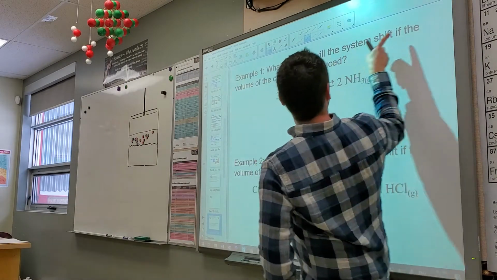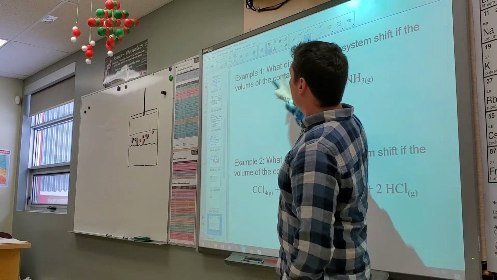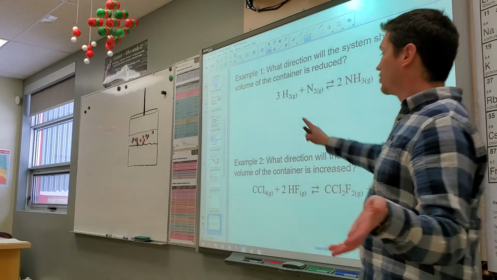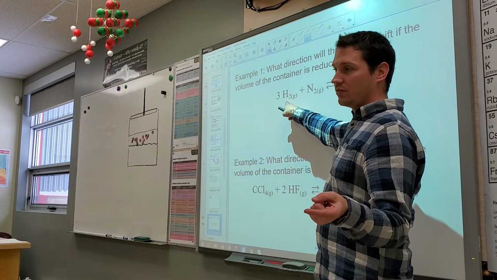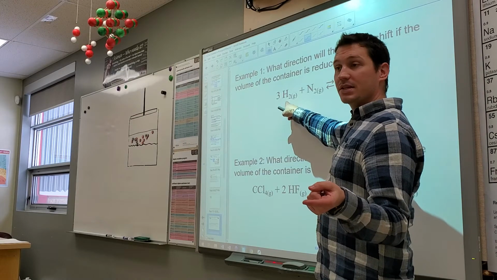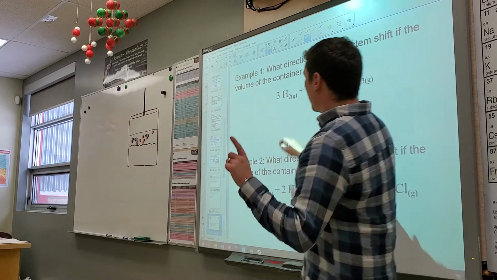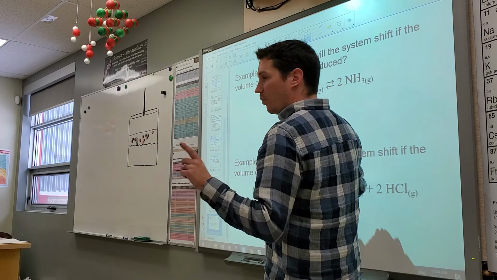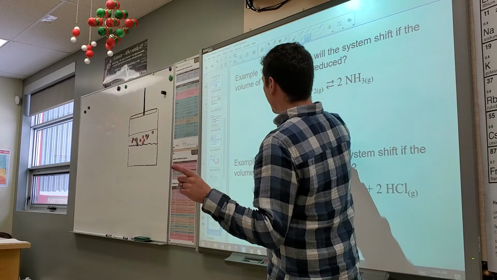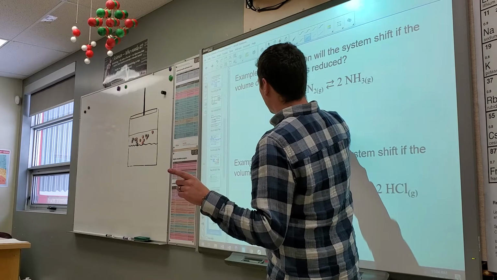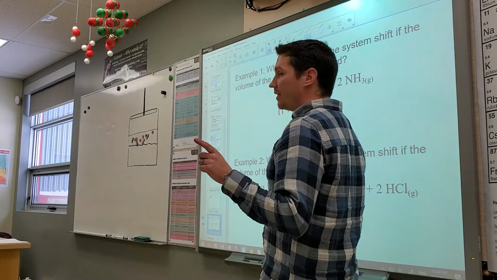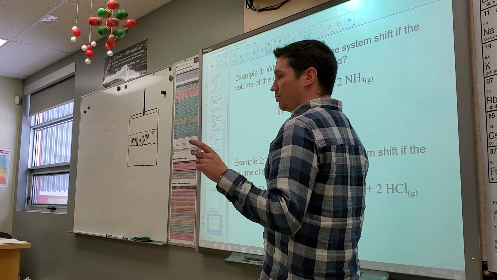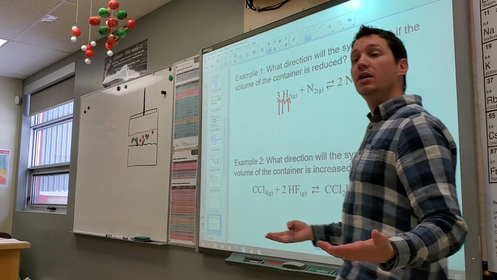If we reduce the volume of the container, what's going to happen to the concentration of hydrogen? It's going to increase. But what I want you to do is draw 3 arrows below it. Why 3 arrows? Because its coefficient is 3.